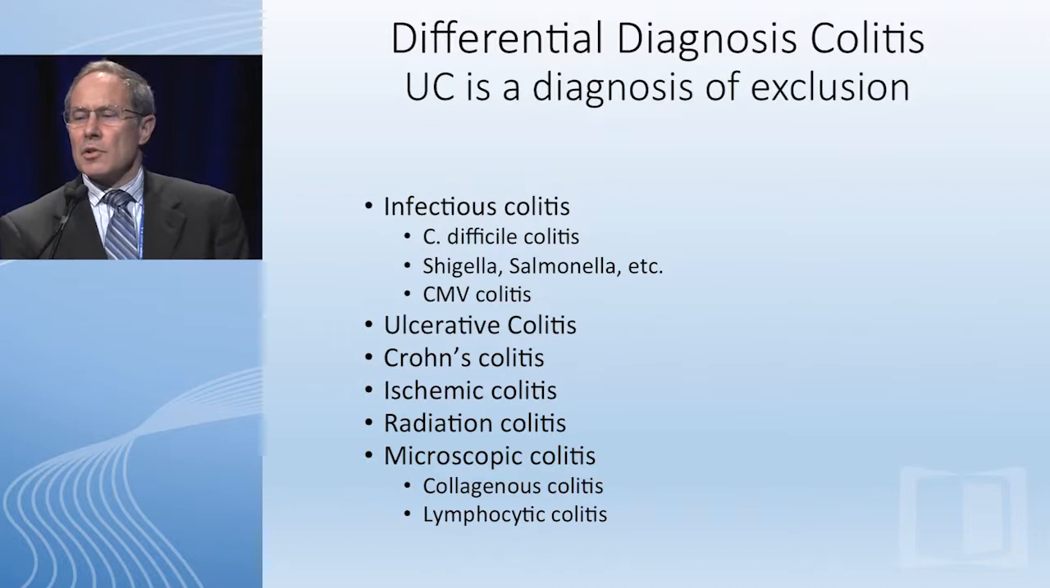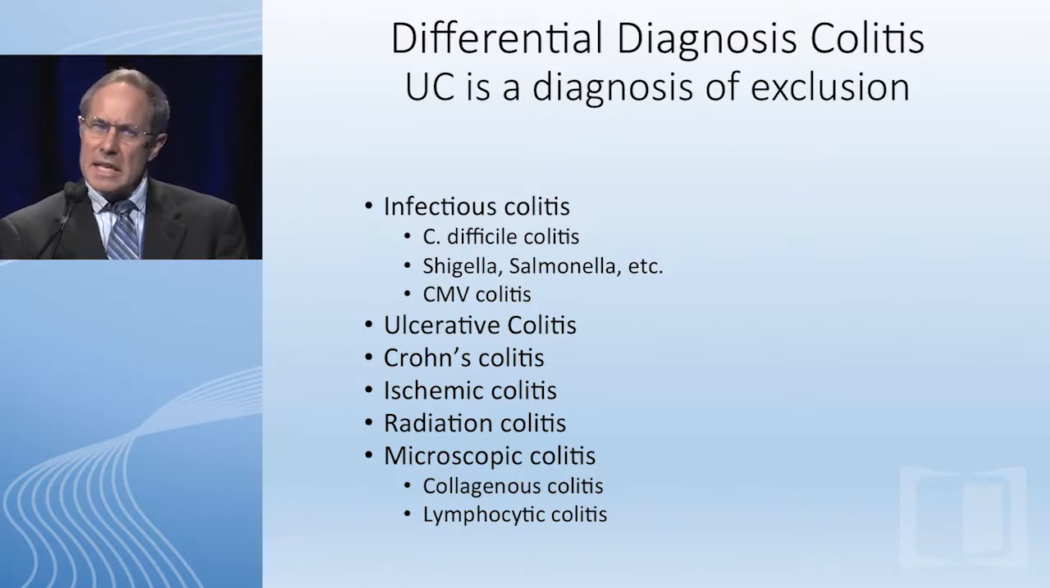The differential diagnosis of colitis is very broad, and we have to consider, this isn't absolute, but in many ways, ulcerative colitis is a diagnosis of exclusion. We have to be sure we've done the appropriate stool cultures to rule out infectious colitis. And with C. diff, we have to be sure that we're doing not only a C. diff toxin, but a C. diff PCR to be absolutely sure there is no C. diff present responsible for flare or diarrhea.